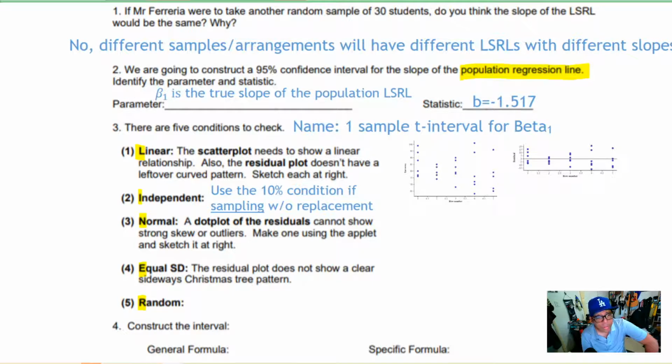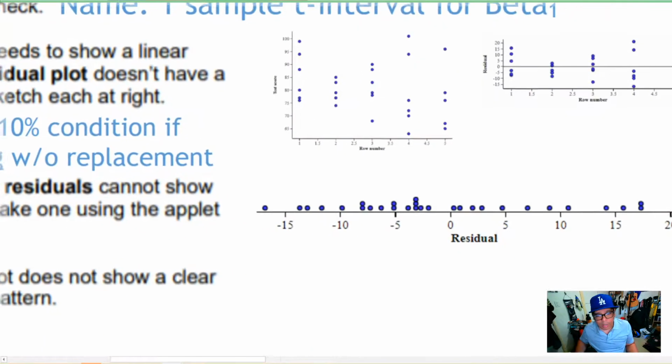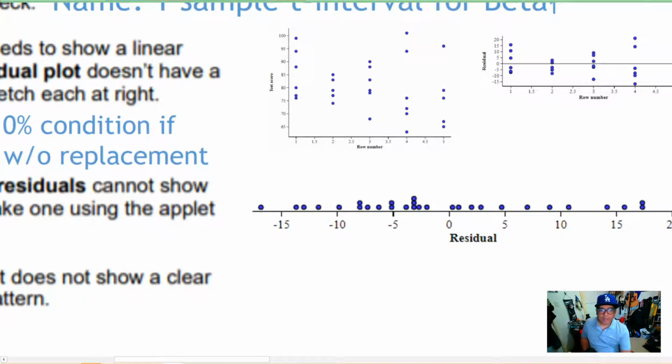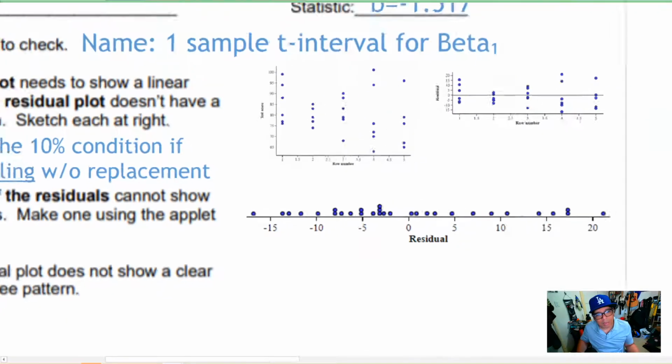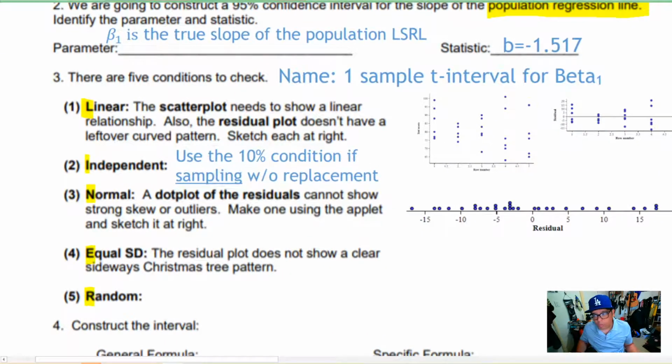Third, we have normal. So if we have a dot plot of the residuals, the dot plot of those residuals should not have strong skew or outliers. Here's a look at the dot plot of the residuals. You can see that there's definitely not any outliers here. It seems like there is a higher density of points right around -5, but there's nothing here that would stop me from doing a t-test. Remember, this is going to be a t-interval when we're all finished with this.